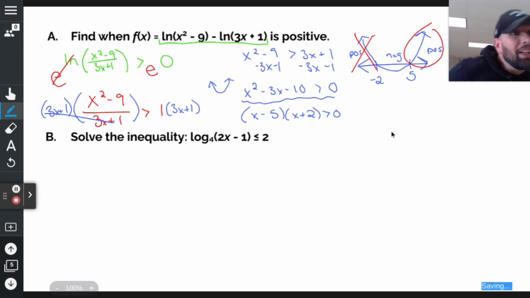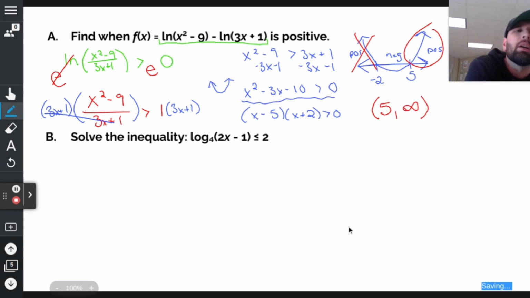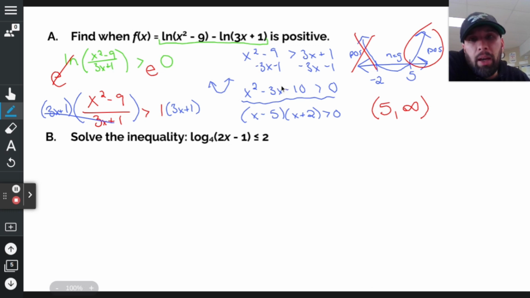And if that's the case, you give it a shove. Rounding joke. Remember that? Anyway, since it's greater than and not greater than or equal to, I'm going to put 5 non-inclusive and it goes all the way to infinity. That's my domain. That's my x values that when I plug them in, I get a positive value.